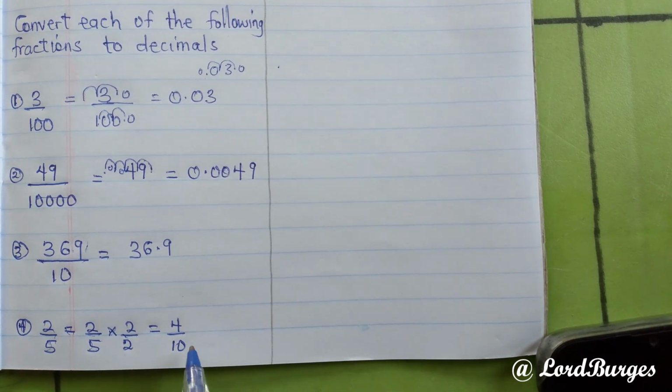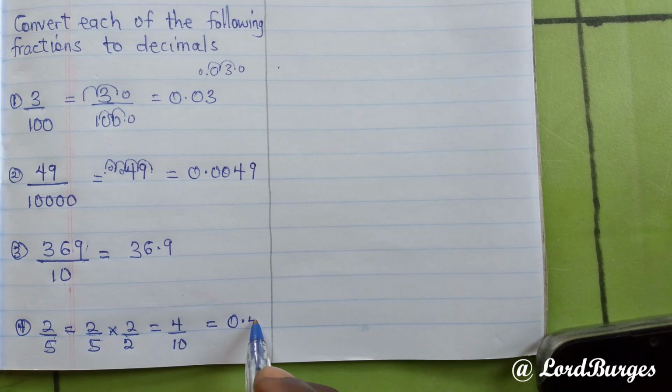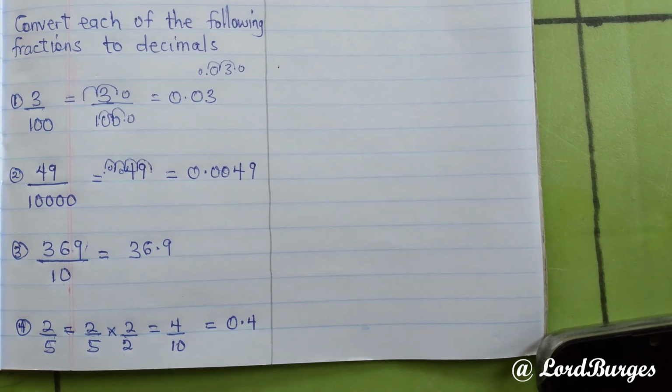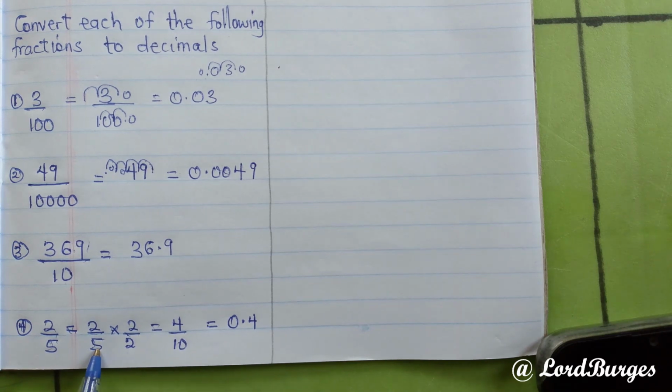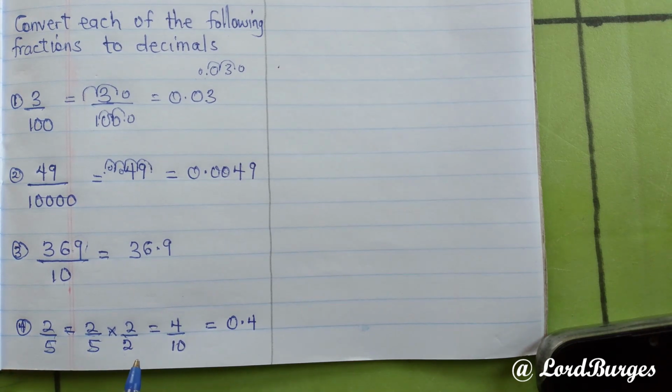Now with 4 over 10, I can skip backward once, which gives me 0.4. So 2 over 5. I changed the 5 to 10 by multiplying it by 2. Because I multiplied the down one by 2, I have to multiply the top one 2 by 2, giving me 4. So 4 over 10. Now I have the chance to skip backward, writing it as 0.4.